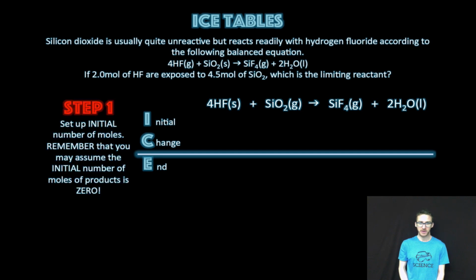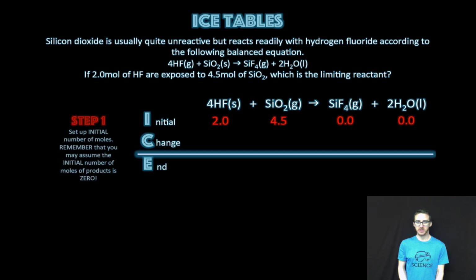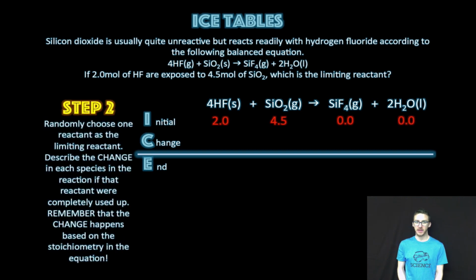Again, our first step is to set our initial number of moles. Easy. The change in stoichiometry is our second step. And this time, I'm going to choose SiO2. If that's my limiting reactant, then it will get completely used up. I'll use up all 4.5 moles. As I think about the stoichiometric change, again, it's based on the coefficients. If I use 4.5 moles of SiO2 completely up, that means that I'd have to use 4 times that amount of HF, or 18 moles.